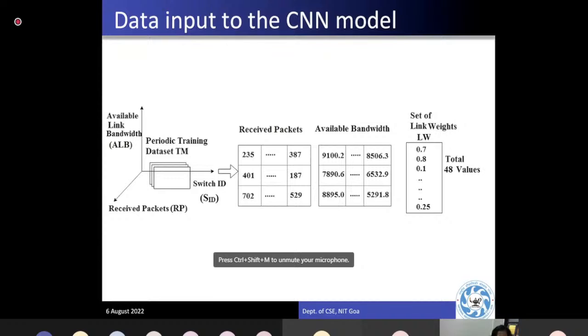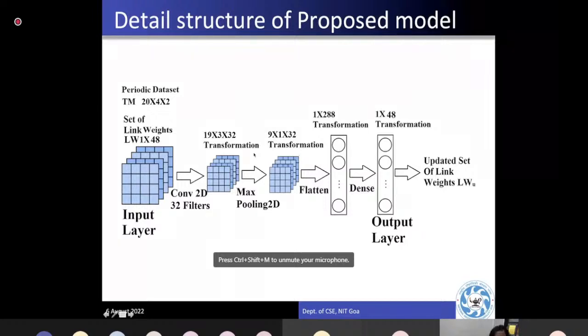The data input to the CNN is, as I said, the TM, the traffic matrix. It's a tensor of this size. Let me go back. Yes, this is the better picture. So this is the tensor input layer. The input we are giving is of size 20 cross 4 cross 2. I guess you can understand the idea.